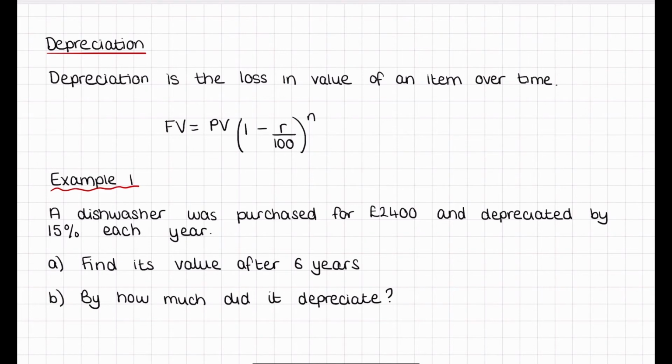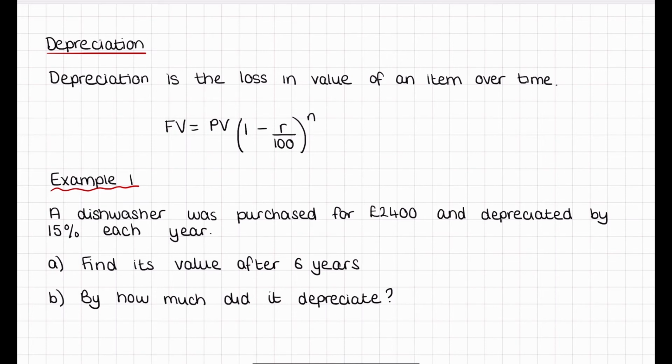Next we have depreciation, which is kind of like the opposite of compound interest. So depreciation is a loss in value of an item over time. So for example, when you buy a car, what you buy it for, say this year, it will not be worth that same amount in 5 years' time. It will have depreciated in value and be worth less. So our formula for depreciation, which isn't in the formula booklet, is this. So it's FV equals PV multiplied by, in brackets, 1 minus R over 100 to the power of N.